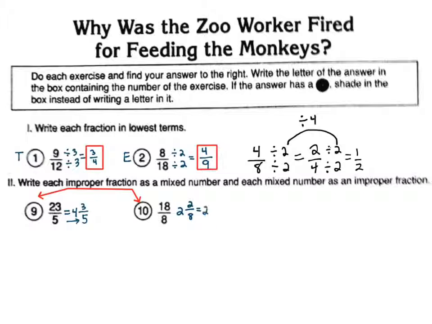So we go ahead and bring the 2 out in front again, and then 2 goes into 8. 2 goes into itself once, and 2 goes into 8 4 times. So we just simplified it.